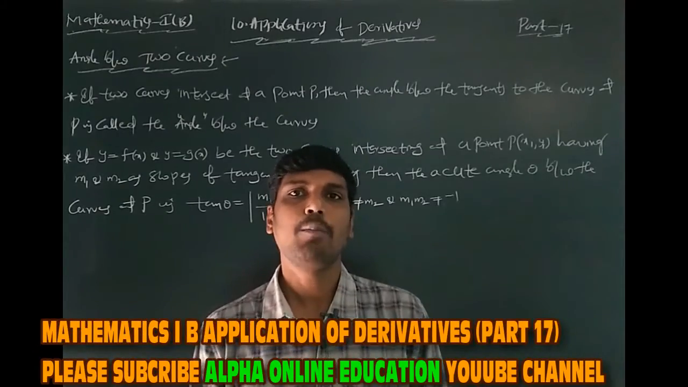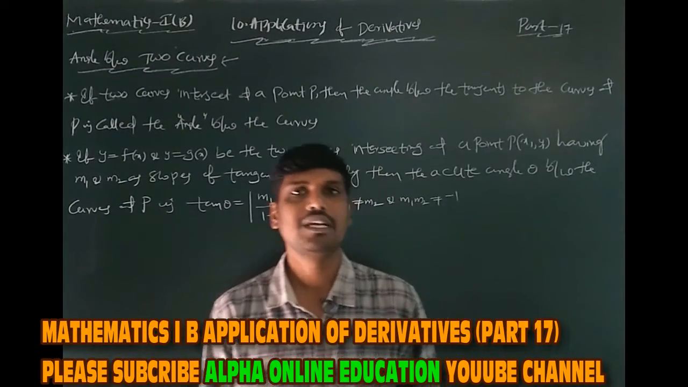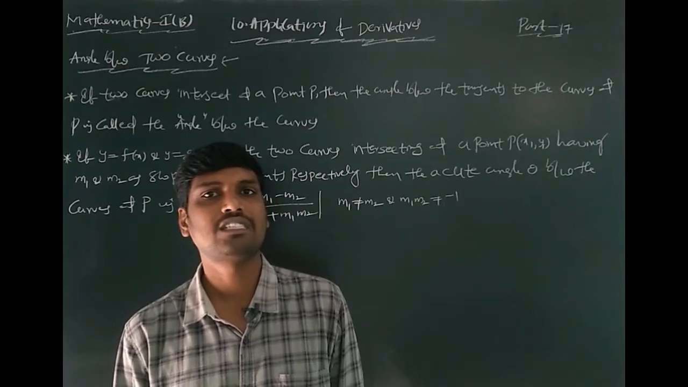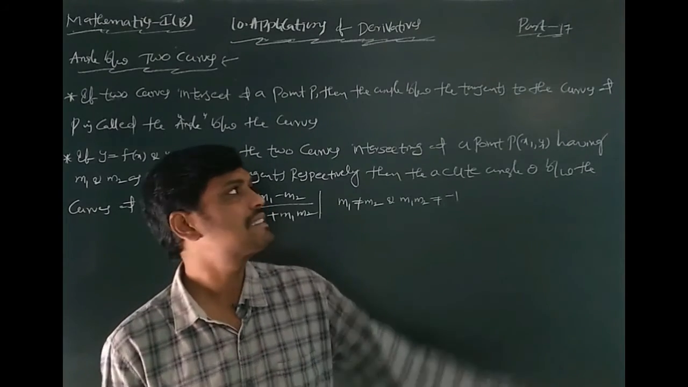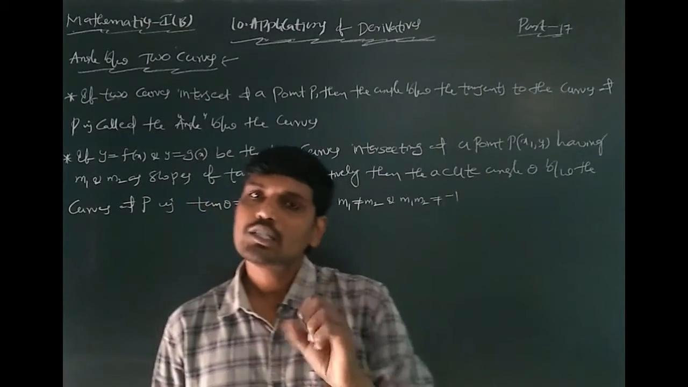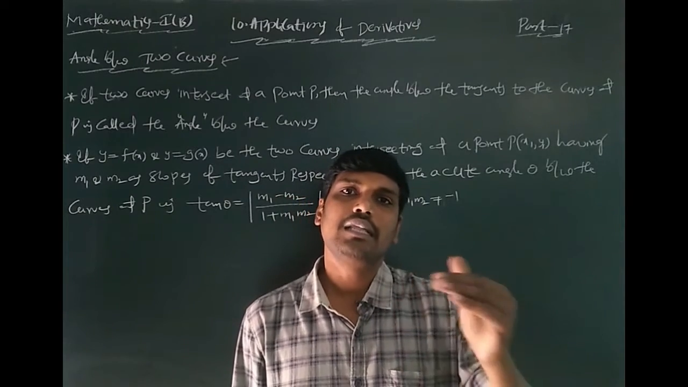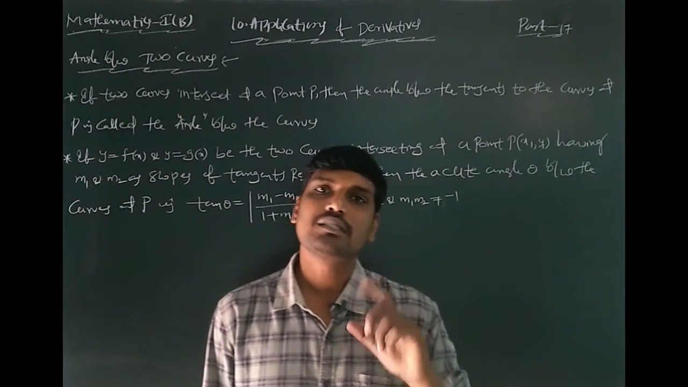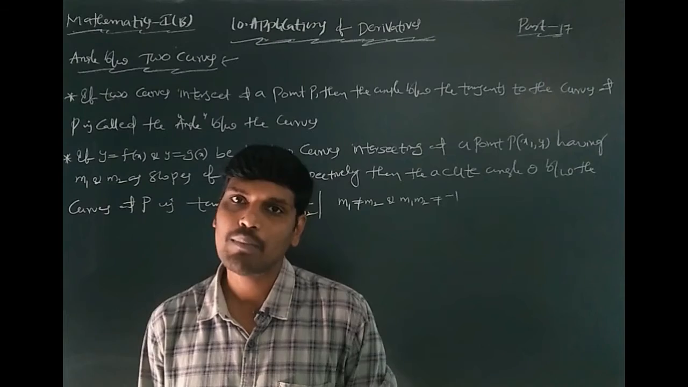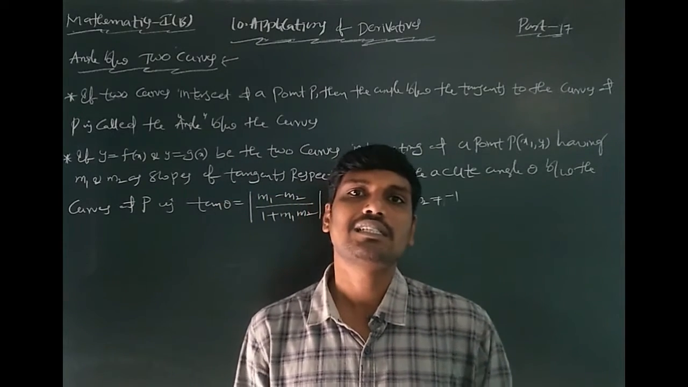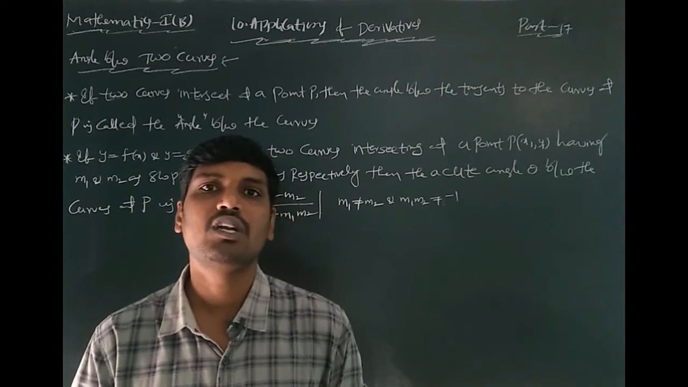10th chapter, Applications of Derivatives. This chapter belongs to Mathematics 1B, part 17. In the last part, we completed the length of the tangent, normal, subtangent, and subnormal model problems. Today we discuss the introduction of the angle between two curves.